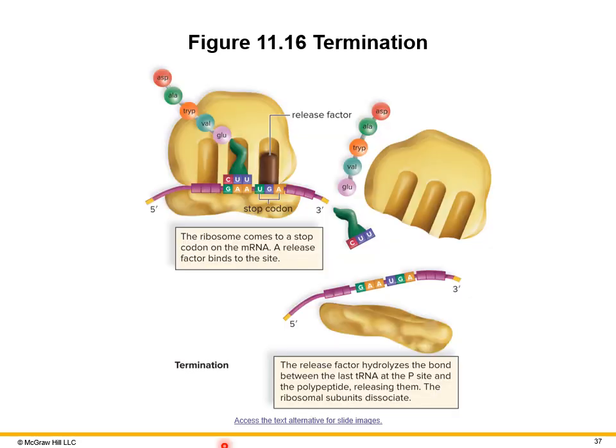And in our last step of translation, when we reach the stop codon on the mRNA, a release factor is going to enter the A site, which is going to cause the release of the polypeptide and also the disassembling of the ribosome, the mRNA, and the tRNA. The polypeptide is going to now travel to the endoplasmic reticulum, where it will be further processed.